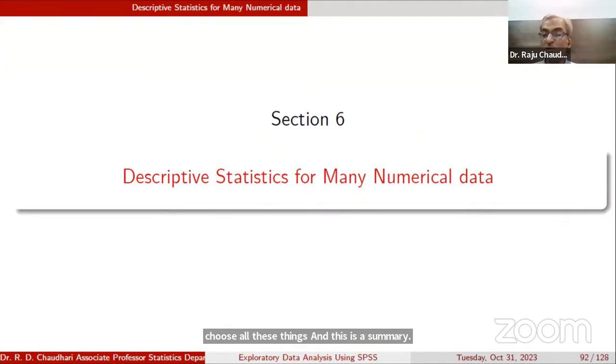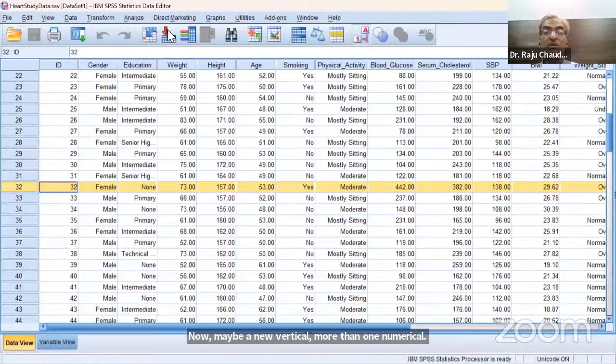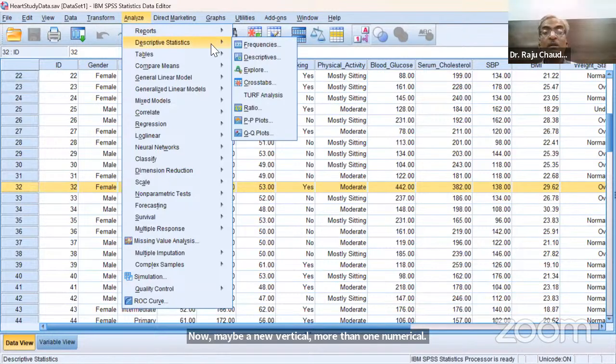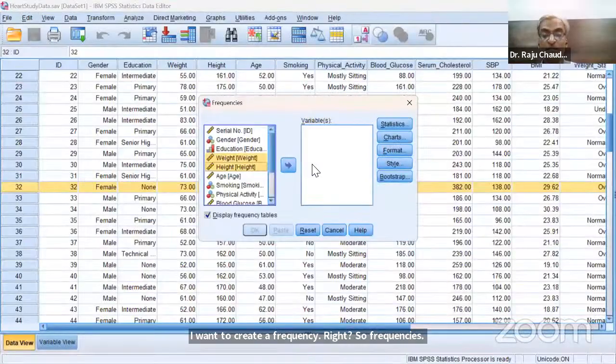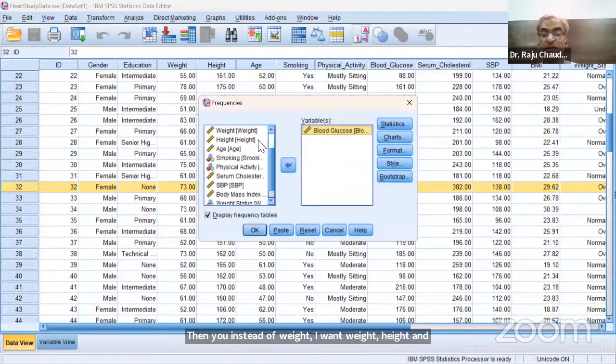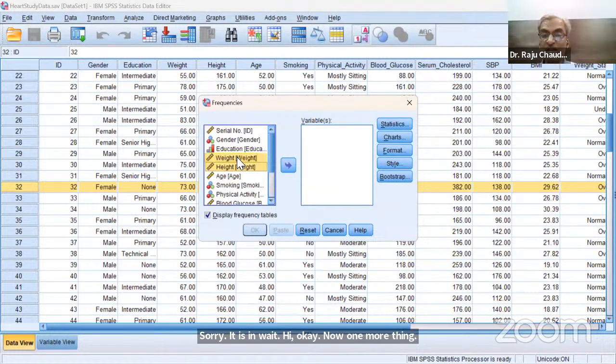Now, for more than one numerical variable, say for example I want to create frequencies, then instead of weight I want weight, height, and say for example blood cholesterol, blood glucose. Sorry, it is weight, height. Now one more thing: if you want to select adjacent variables, you can use the shift key.